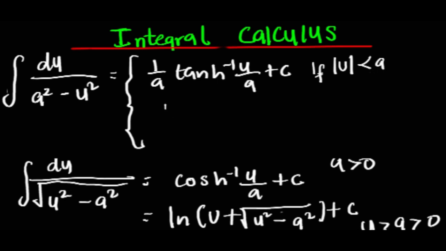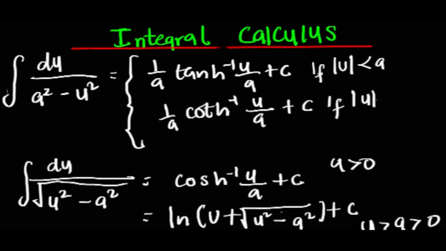Then you have 1 over a, then coth inverse of u over a, plus c. That's another thing that you can have. Whenever you have this kind of answer, it shows that the magnitude of u must be greater than a in that case. So the magnitude of u must be greater than a.